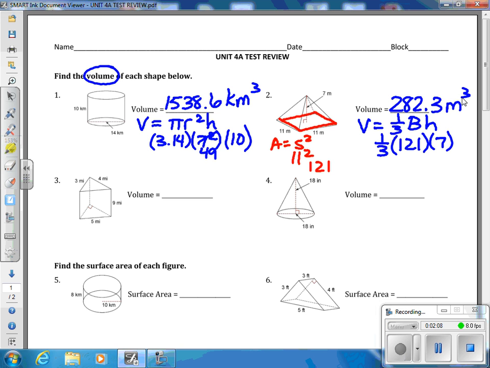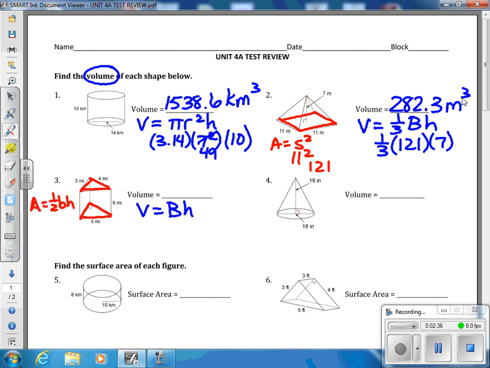For number 3, this is a triangular prism. So we need to find the triangular prism on your formula sheet, and the volume formula is area of the base times the height. The base is a triangle, so we've got to come off to the side and find the area of a triangle. And it doesn't matter which triangle you outline. You can outline the bottom one or the top one. They should both have enough information to get to the same piece. So we're going to do 1/2 little b little h.